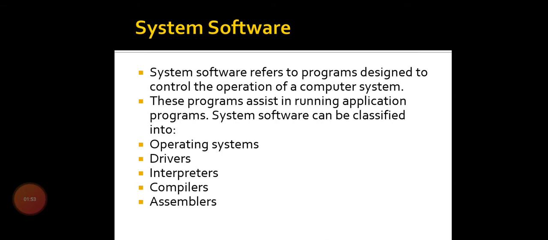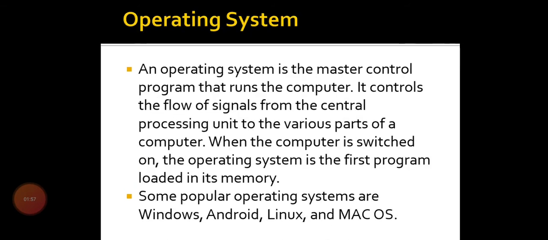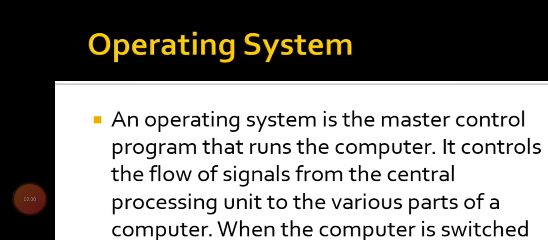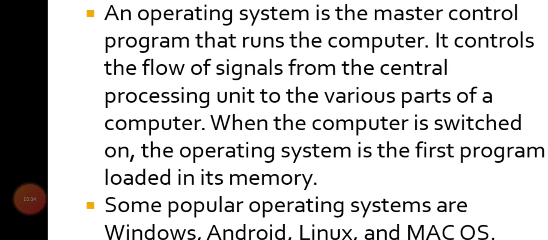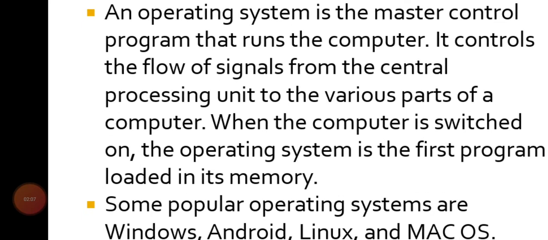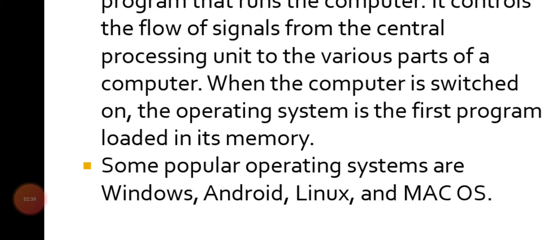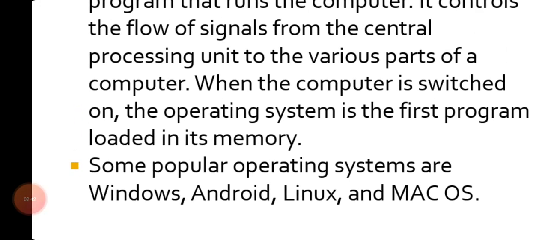Now see, what are these? Operating systems, drivers and all these things. Operating system. An operating system is the master control program that runs the computer. It controls the flow of signals from the central processing unit to various parts of the computer. See, like someone is having Windows 7, someone is having Windows XP on this PC. So these XP and Windows 7, Windows 10, what are these? These are the operating systems, which are the master control programs that run on the computer. Without system software or operating system, your computer cannot work. Some popular operating systems are Windows, Android, Linux and Mac operating system.